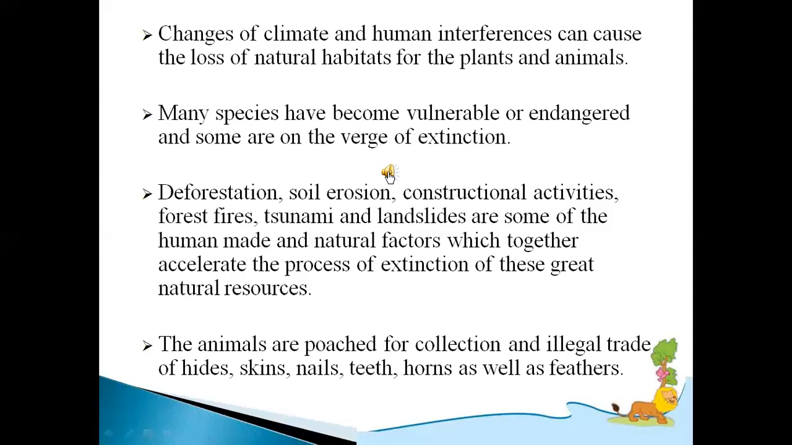Deforestation, soil erosion, constructional activities, forest fires, tsunami, and landslides are some of the human-made and natural factors which together accelerate the process of extinction of these great natural resources. One of the major concerns is the increasing incidence of poaching that results in a sharp decline in the number of particular species. Poaching means hunting and killing. The animals are poached for collection and illegal trade of hides, skins, nails, teeth, horns, as well as feathers.